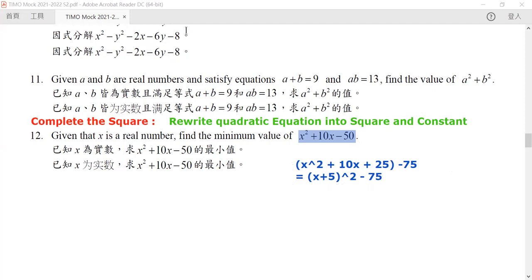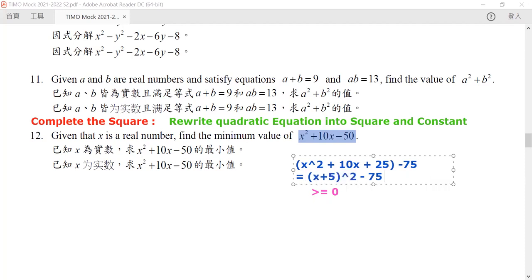Okay. Now, here comes the important part. Notice that this part is always greater than or equal to 0. It will only equal 0 as long as x is equal to -5. Or in other words, x plus 5 is equal to 0. Other than that, it will always be greater than 0. And hence, this will achieve its minimum only when x is equal to -5.